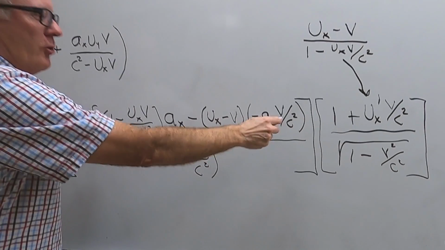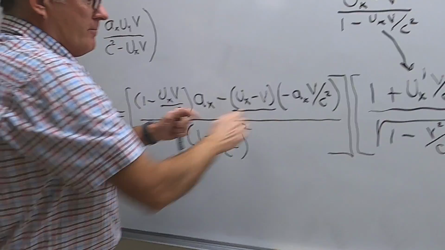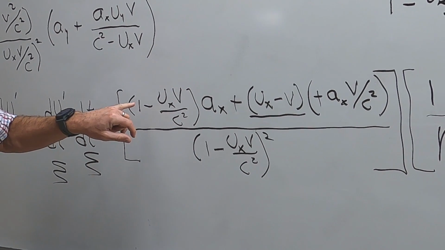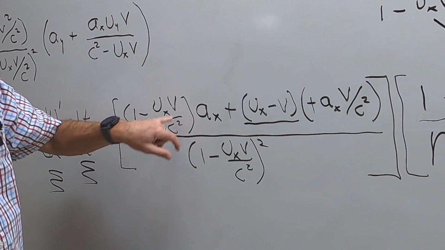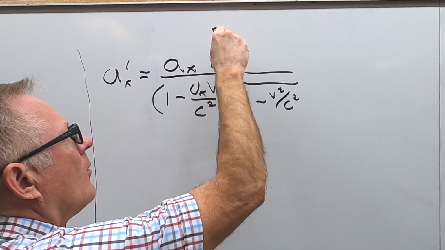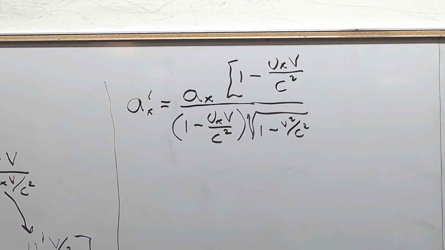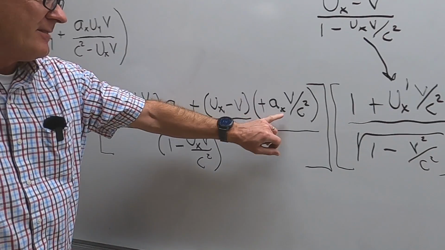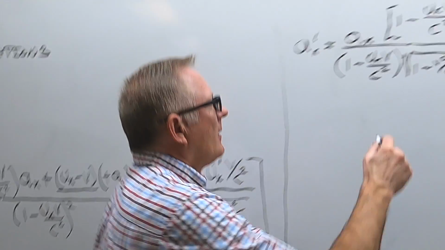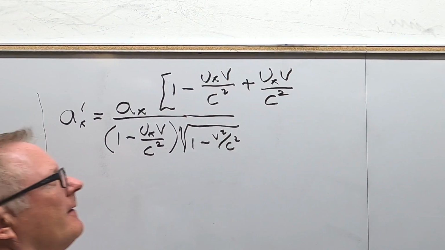Okay, and then I've got this numerator here with the a gone. Now, I noticed here I can get rid of the two minuses here, make that a plus. So what I'm left with here is 1 minus uxv over c squared. So I'll just put it right here. 1 minus uxv over c squared takes care of this. We pulled out the ax, so then we got plus uxv over c squared.